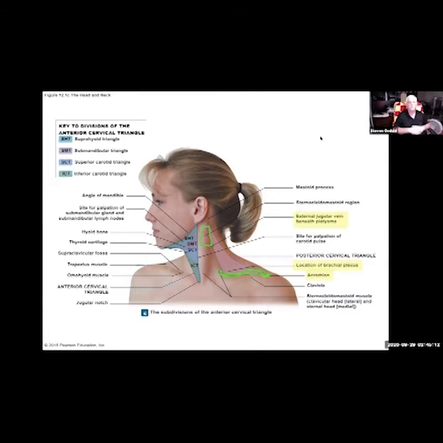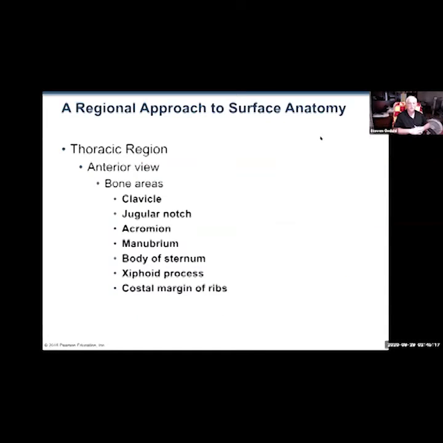Thoracic region. If you look at the front of the thoracic region, you have your clavicle. Again, we've gone over all these, so you know where they are, but you have to picture the skeleton underneath the skin now, so you know where these points are on the surfaces. So you have the clavicle, the jugular notch, acromion, the manubrium, body of the sternum, the xiphoid process, and the costal margin of the ribs. Now, we talked about the xiphoid process in doing CPR on infants.